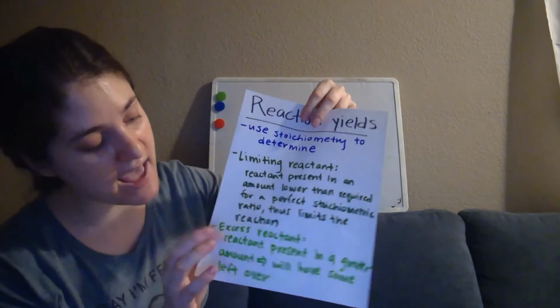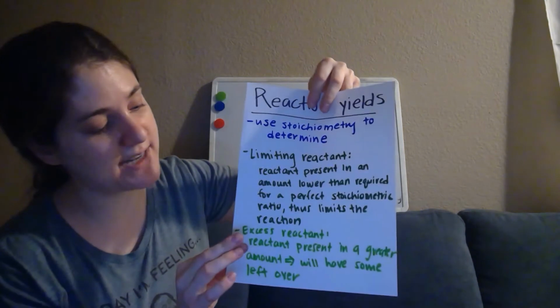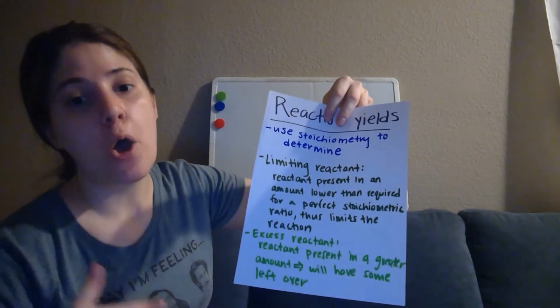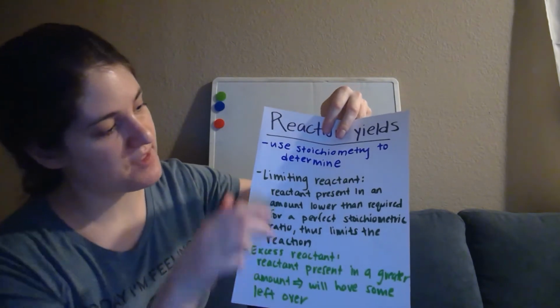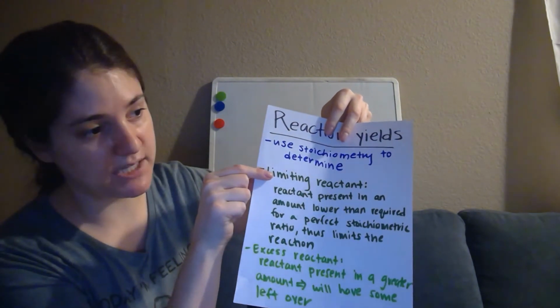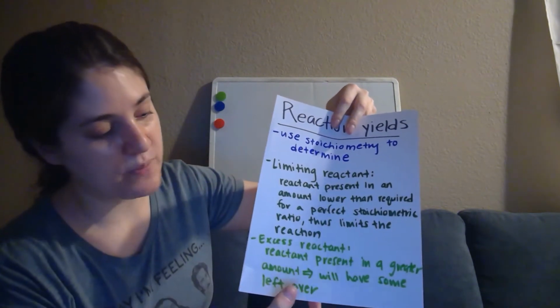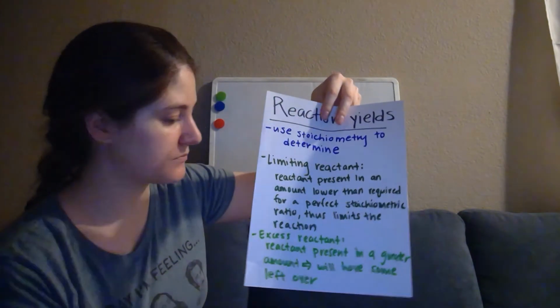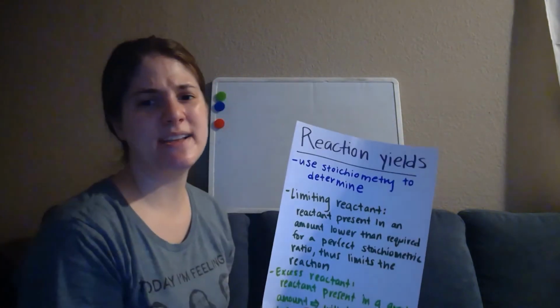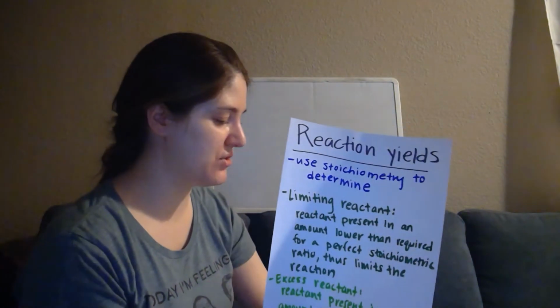On the other hand, the excess reactant is the reactant that is present in more than the amount that's needed. So the reaction will go until the limiting reactant is completely run out, and then there will be still some of that excess reactant left over. So the easiest way to kind of describe this is to just do an example.